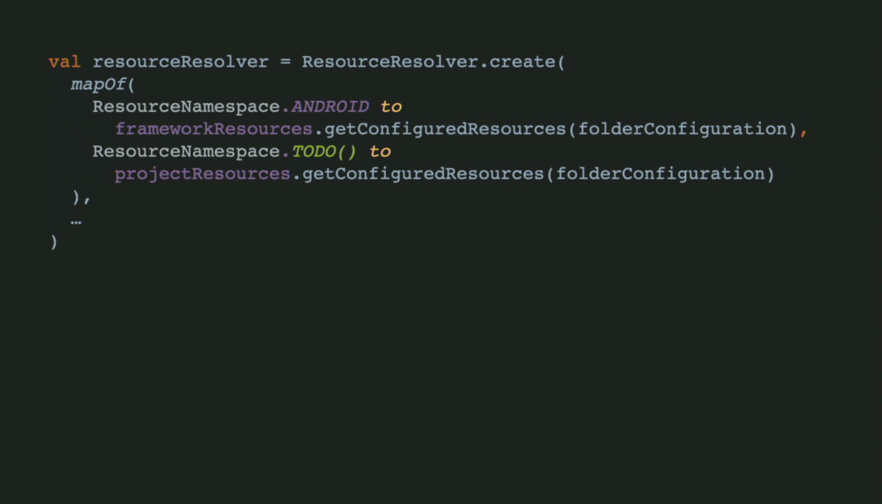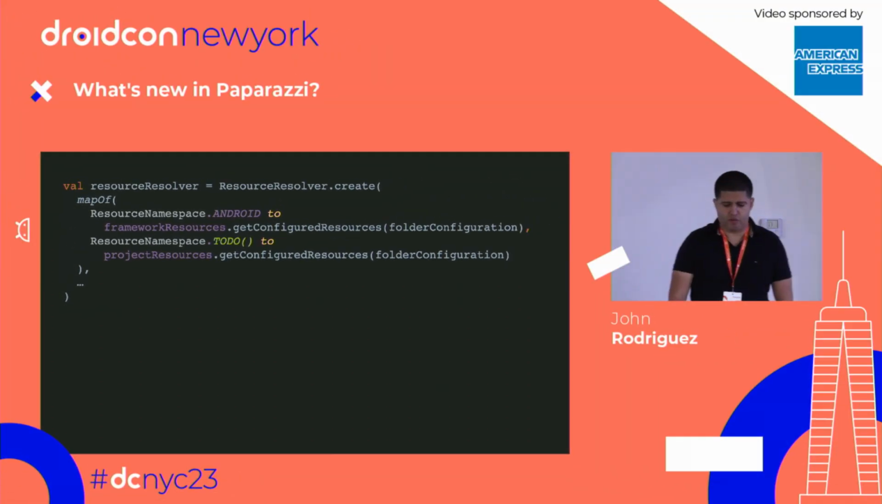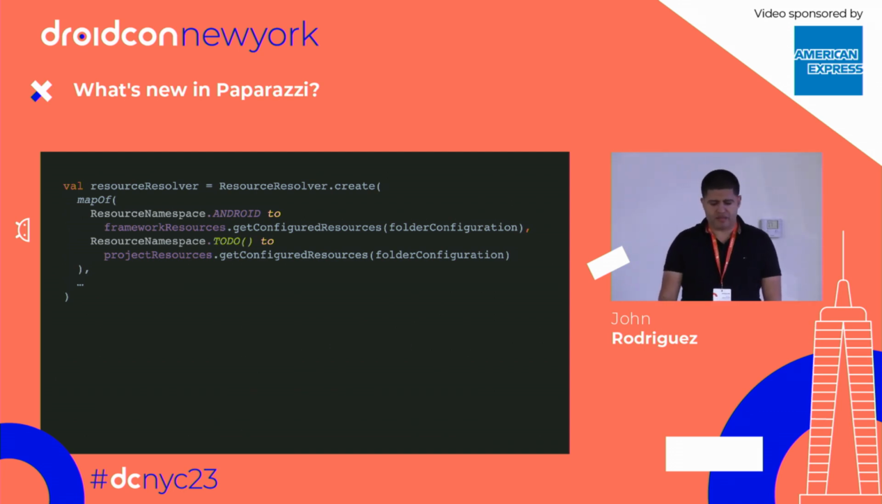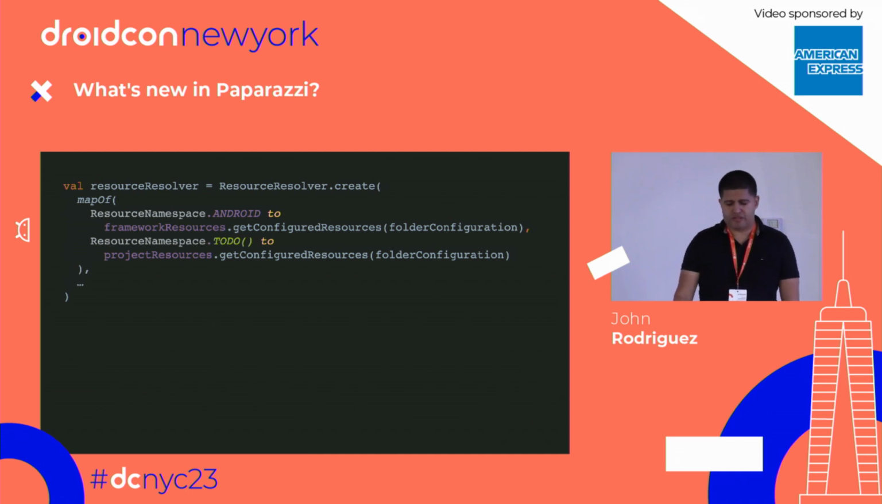And so how do you actually create a resource resolver? You have to pass it both all your project's resources and the framework resources that are provided by the Android platform. And then you're going to scope them to whatever folder configuration. That's your resource qualifier. Are you landscape? Are you portrait? Are you US English? Are you in night mode? And so all those resource qualifiers are passed via that folder configuration to essentially filter down to a subset of resources that you are going to be looking up to take a snapshot.